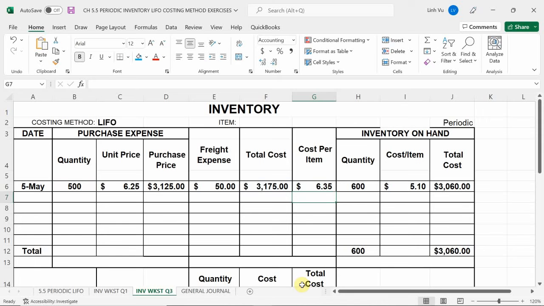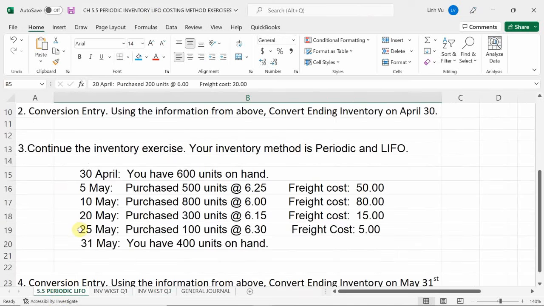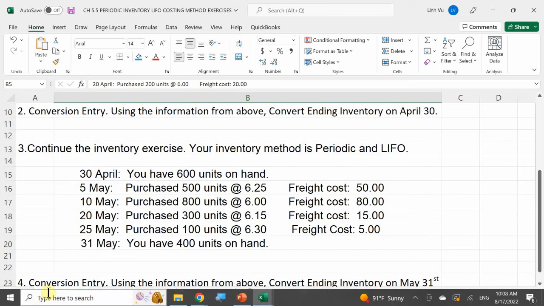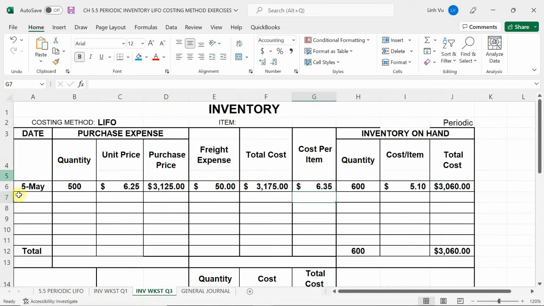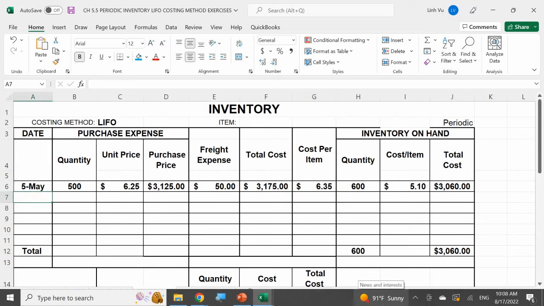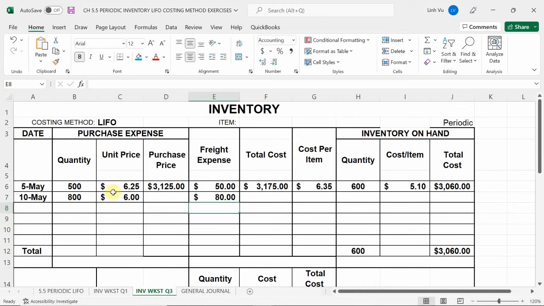Okay. So then let's see what happened next. May 10, we end up purchasing 800 units at $6 each with a freight cost of $80. So in this case, you can also have the choice to plug it in so you can save yourself some extra time from having to journalize or calculate twice. So you got 800 units at $6 with a freight of 80. So in this case, what's my purchase price here?